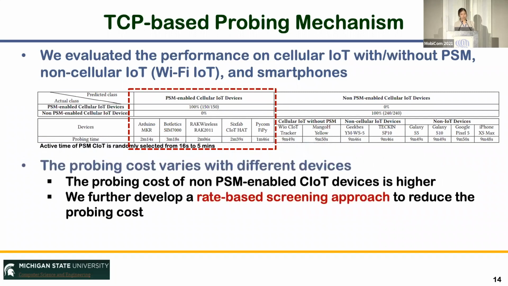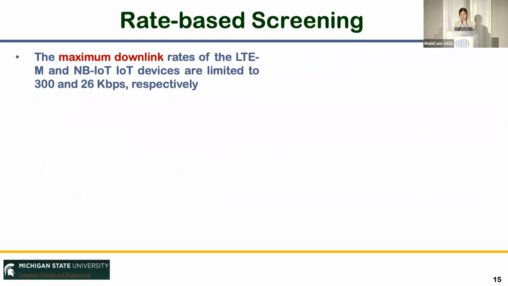However, the probing cost varies with different devices. The PSM-enabled cellular IoT devices take much shorter time, around 2 minutes, than the other devices do, which are around 10 minutes. The reason is that the former device can be identified once a probing message is sent while they are sleeping, but the latter device cannot stop until all the probing messages are sent. So we further adopt a rate-based screening mechanism to reduce the cost of probing.